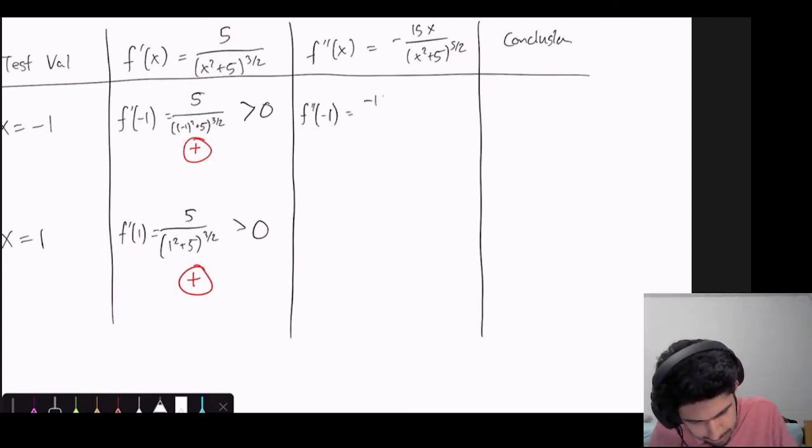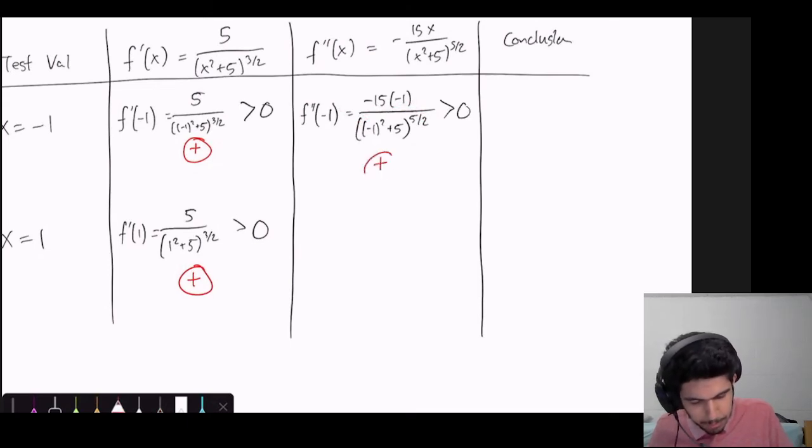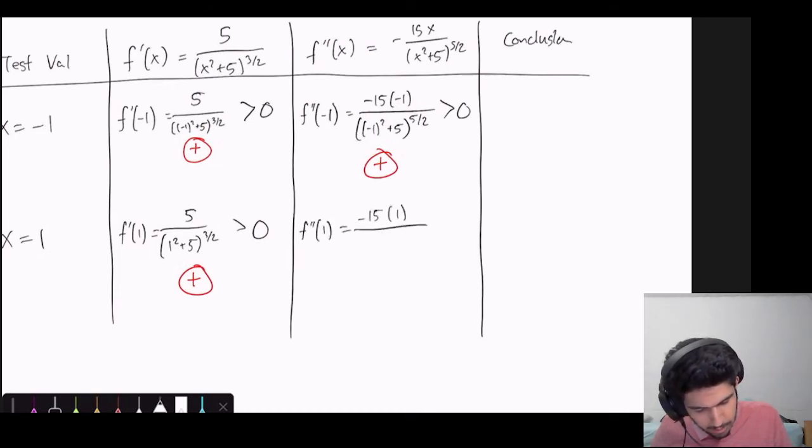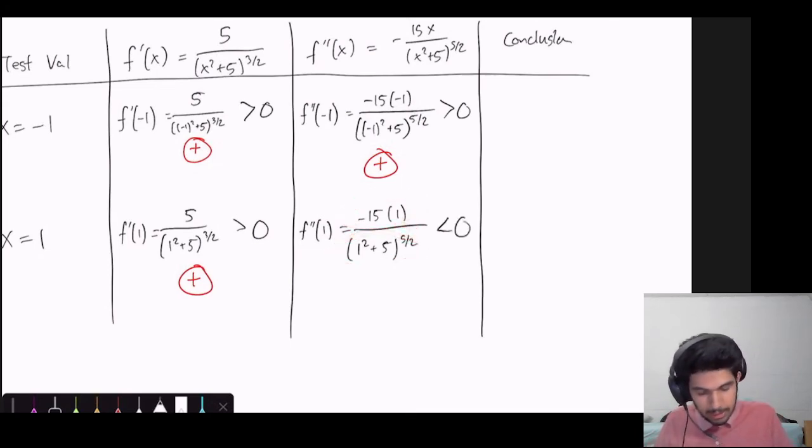Let's do f double prime. This is -15 times -1 divided by (-1 squared plus 5) to the 5 halves. Our numerator is positive. Our denominator is also positive. This is going to be greater than 0. We'll give it the good old plus sign. And we'll do f double prime of 1. That's -15 times 1, all of this over (1 squared plus 5) to the 5 halves. This is a negative numerator. Our denominator is positive. So this is going to be negative. We'll give that the minus sign.